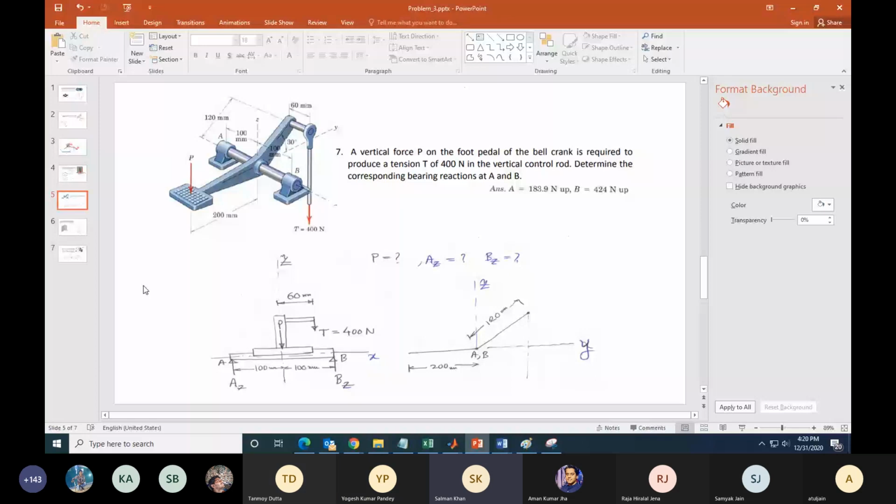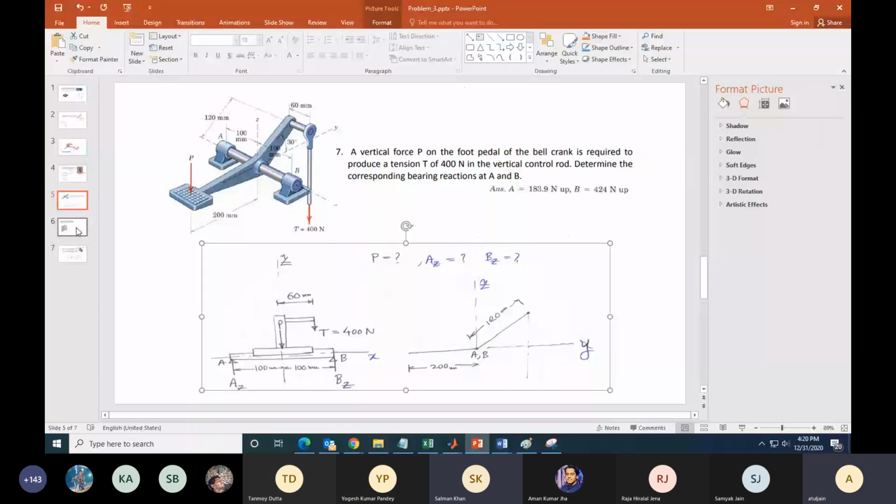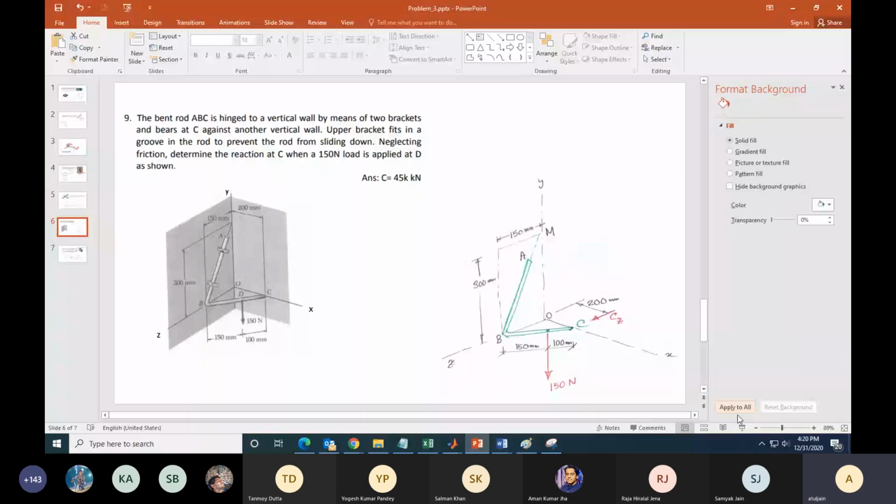Okay, so question number 9: there is a bent rod which is hinged to a vertical wall by means of two brackets. These are the two brackets. Now, the upper bracket fits in a groove so that it will not slide down. So the upper bracket is constraining X, Y, and Z translation. The lower bracket is only constraining Y and Z translation. It can still move down.